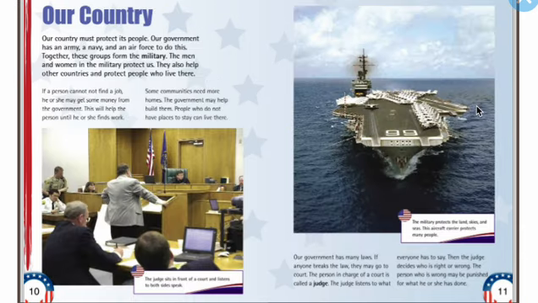So our country must protect its people. Our government has an army, a navy, and an air force to do this. Together, these groups form what's known as the military. Men and women in the military help to protect us. They also work with other countries to help protect people who live there too.